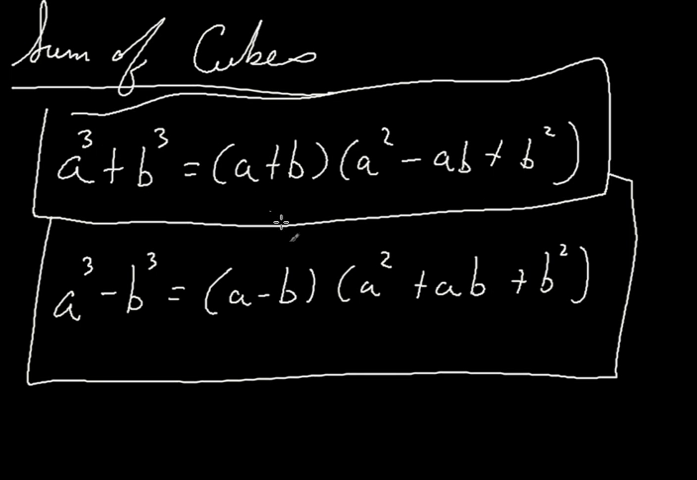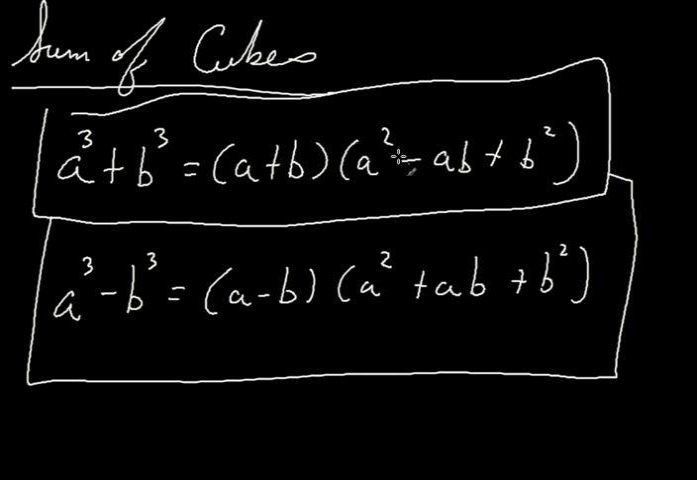Now, the sum of cubes. This is the more complicated formula, but once you get a hold of it, it's not too bad. So this is the sum of cubes. a cubed plus b cubed can be broken up as a plus b times a squared minus ab plus b squared. Thing to note is that if it's adding here, it's adding here.